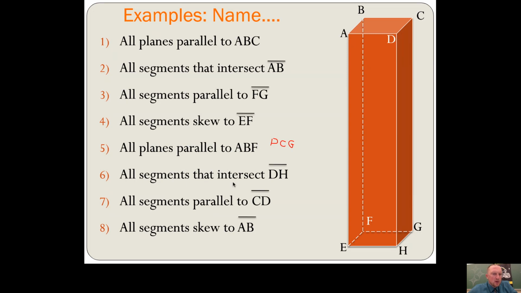Number 6, you want all segments that intersect segment DH. So that's this guy. Well, there's two segments that come off of point D that touch it. So that would be segment AD and segment DC. Also, there's two segments that come off of point H at the bottom of segment DH. That would be segment HG and segment HE.